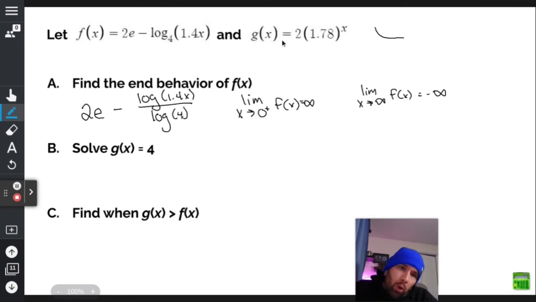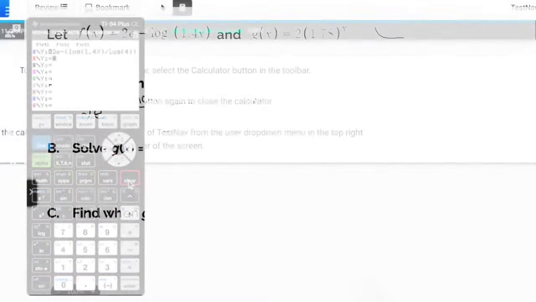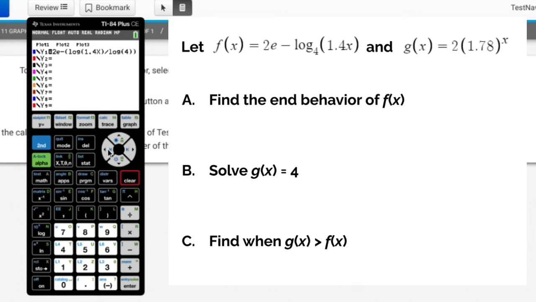Solve when g of x equals 4. There's g of x. Let's use our calculator. All right, so now I have to deal with g of x. What I'm going to do is keep that guy there because I really don't want to feel like retyping it, because I know part C I need it again. I'm going to go up to the equal sign and get rid of it. Now, g of x was a mess in its own right. 2 times 1.78 to the x power. It looks like this. Okay.